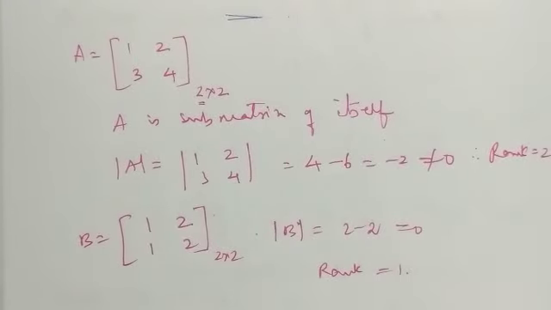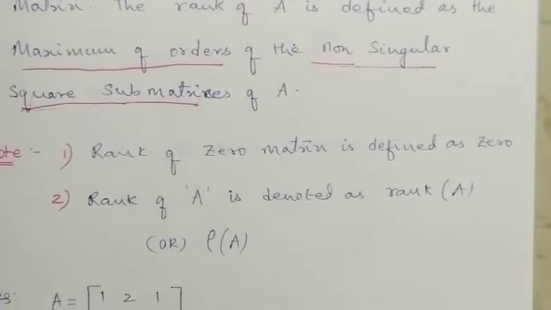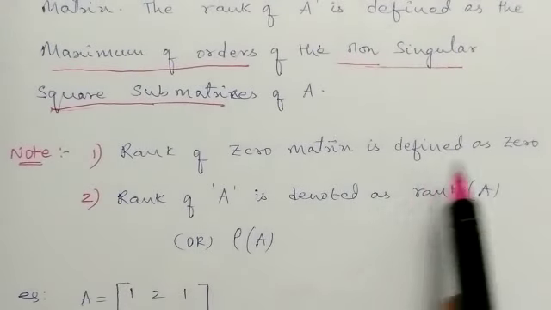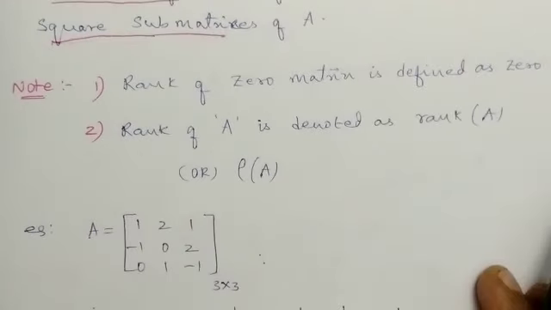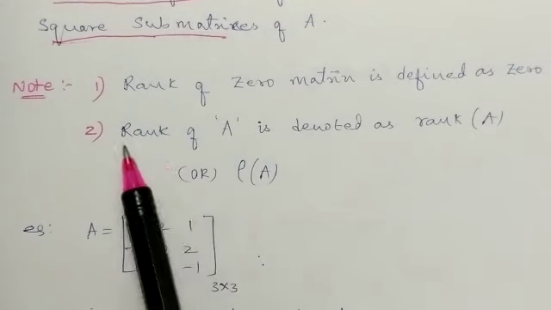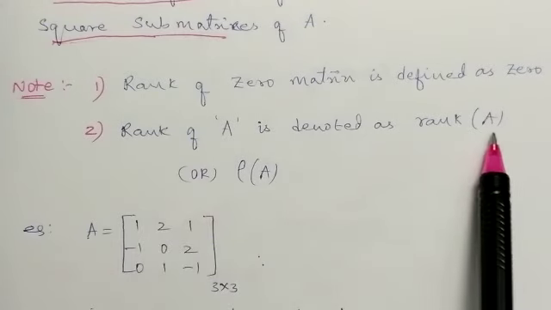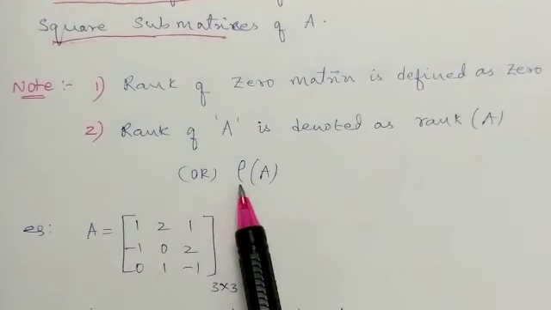Now, going to the observations: the rank of a zero matrix is defined as 0. That means if all the elements in the matrix are zeros, the rank is defined as 0. Next, the rank of A is denoted as rank A, or this is the symbol of rank.